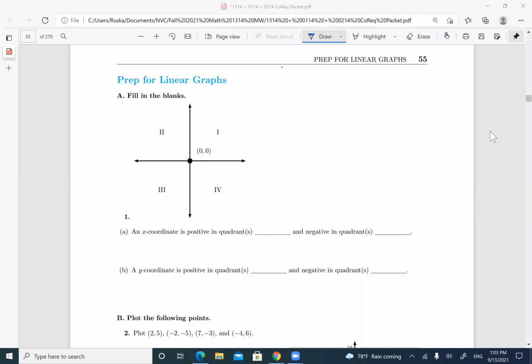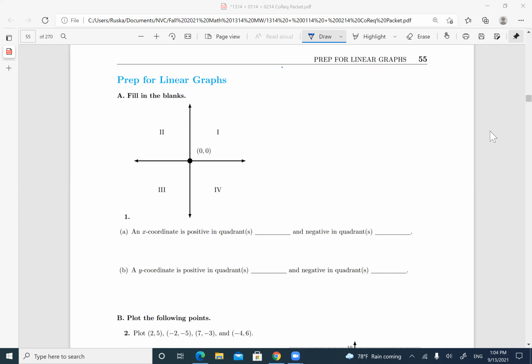Okay, so today we're going to start with page 55. So everybody go to page 55 on your packet, and you're going to start preparing for linear equation, graphing a straight line. Okay, linear graph means straight line. So we're going to graph straight lines. So first you're going to start with kind of introduction, how you graph.